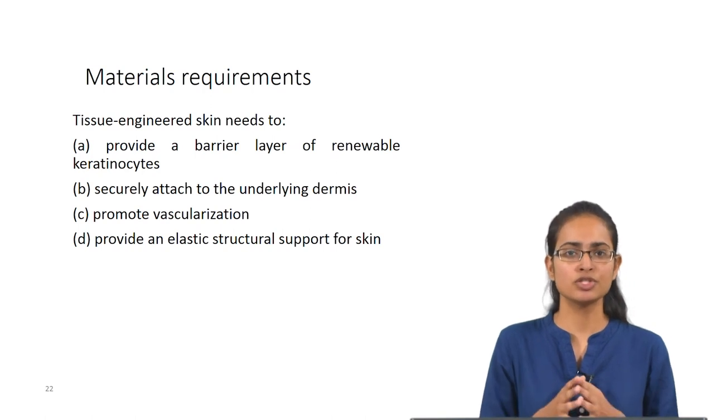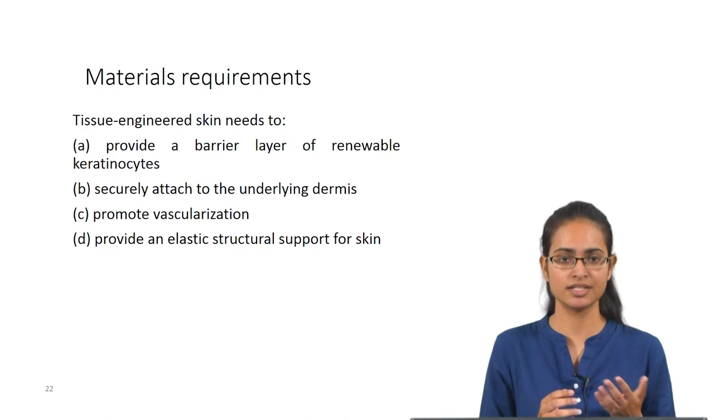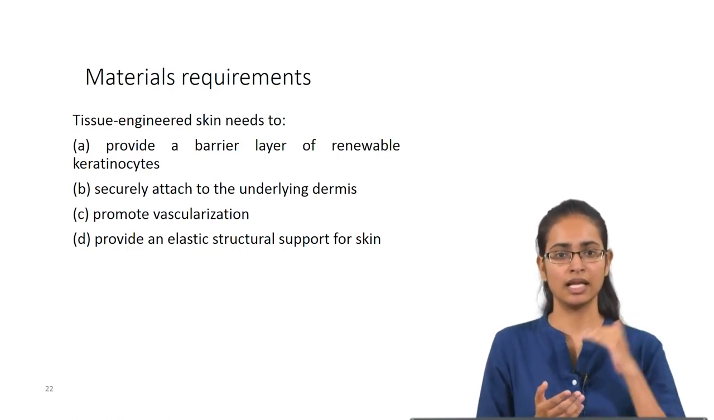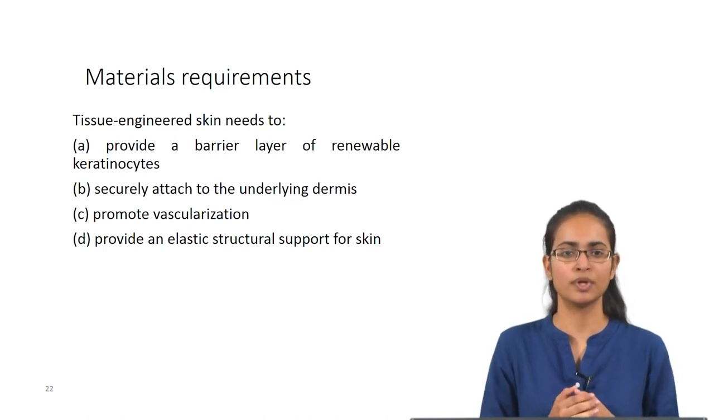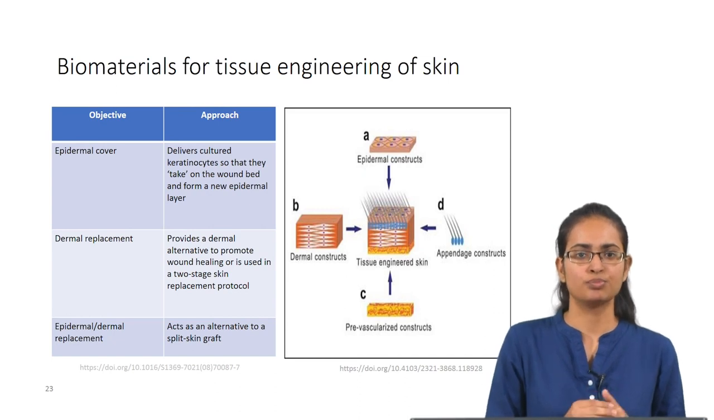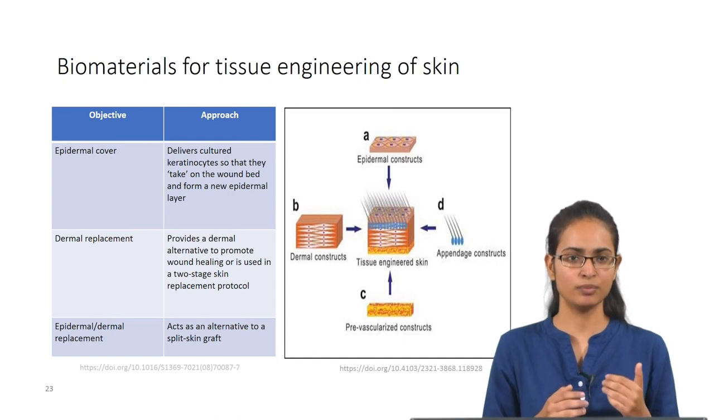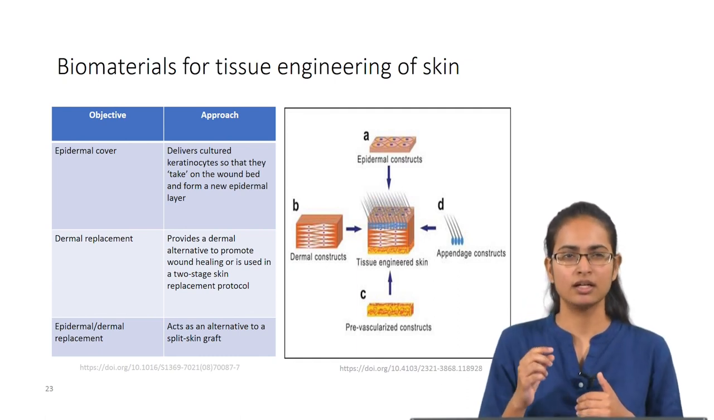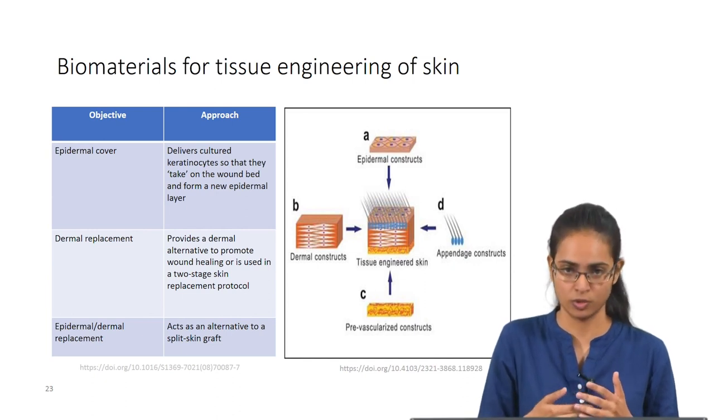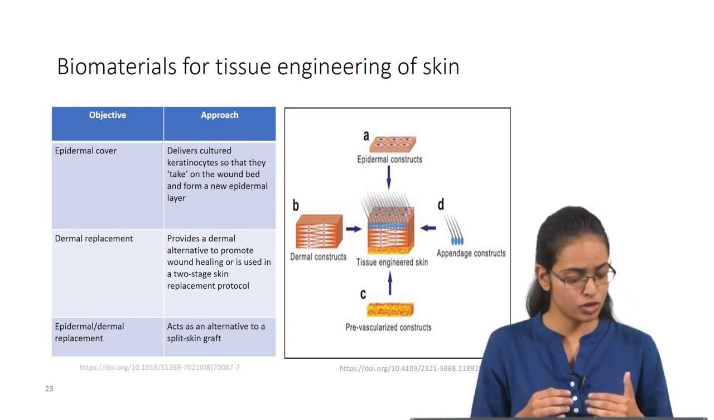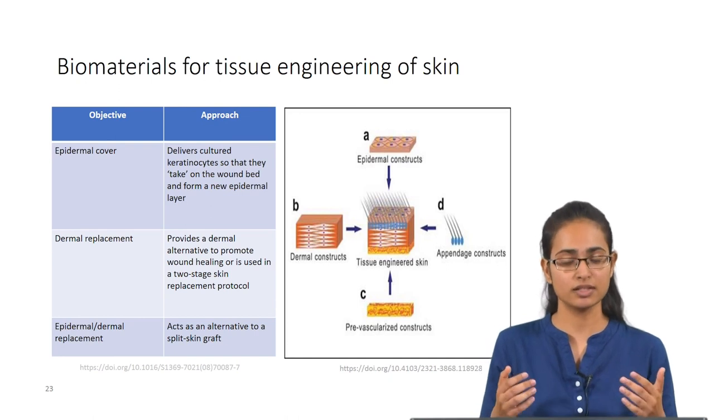So, the materials used for skin tissue engineering have to satisfy certain needs. Major ones include providing a barrier layer of renewable keratinocytes and allowing them to securely attach to the underlying dermis, promoting vascularization, and also providing elastic structural support for the skin. The biomaterials used can be an epidermal cover which can deliver cultured keratinocytes. This is the upper thin layer of the skin. This usually is involved in prevention of infection and fluid loss, or it can also be a replacement of the dermis, which is the underlying thicker layer. This layer is mostly composed of fibroblasts, or it can also be an epidermal and dermal replacement, which is usually a split skin graft.